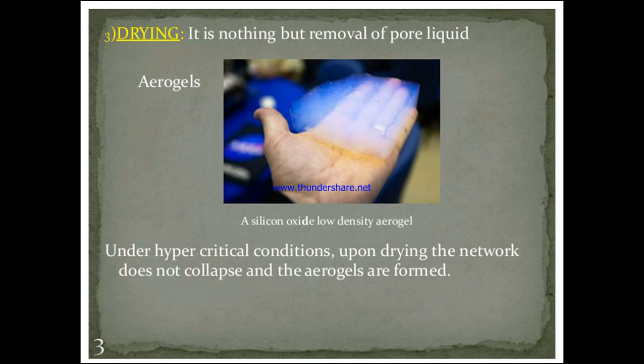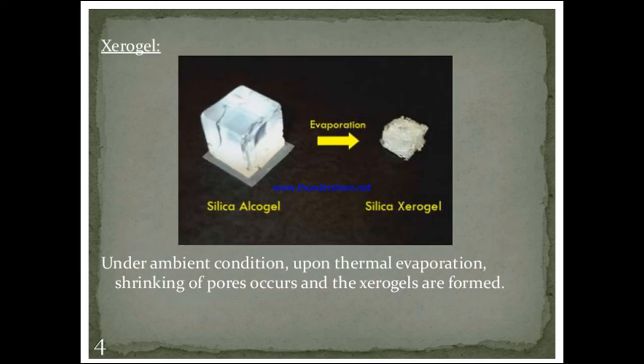When we heat it under supercritical conditions, we get the aerogel, which is in pure form. So that is what we are having. The xerogel, that is the silica alcogel. By the evaporation, we get silica xerogel.